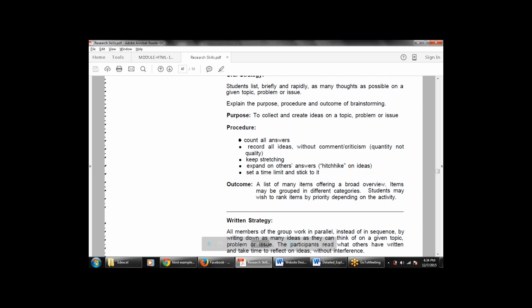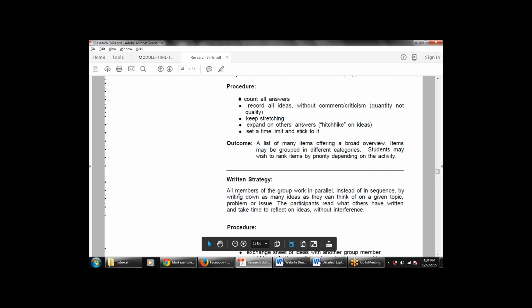So the first part is the written strategy that is given. All members of the group work in parallel instead of in sequence by writing down as many ideas as they can think of on a given topic. That means this is a strategy that is given. All the members of the group work in parallel, so they work in the activities in parallel.